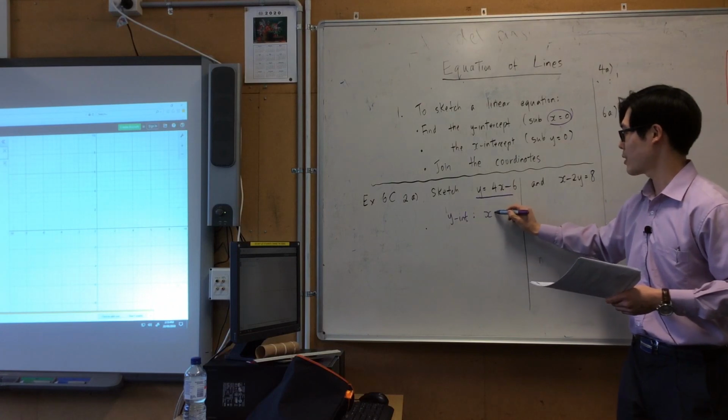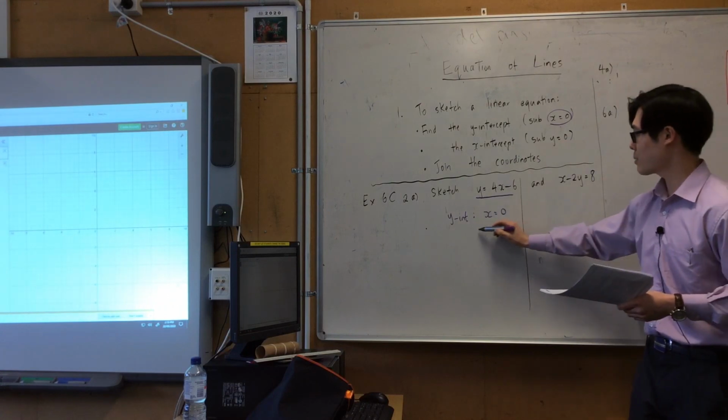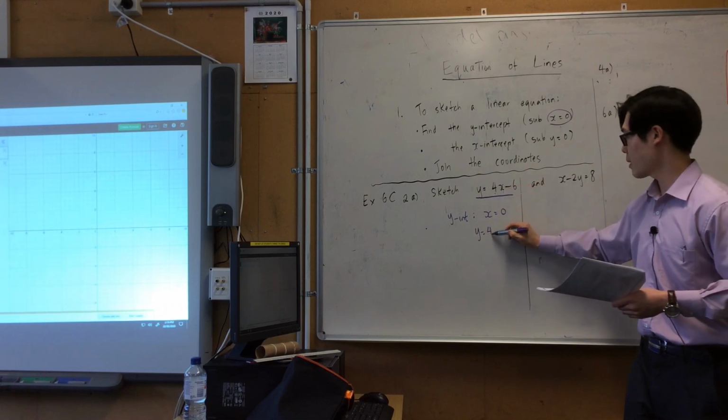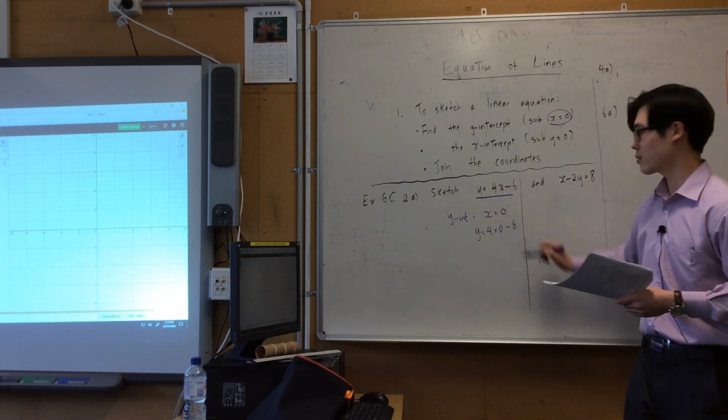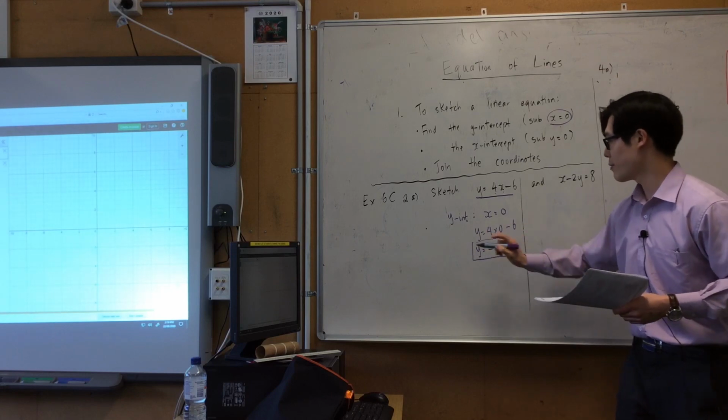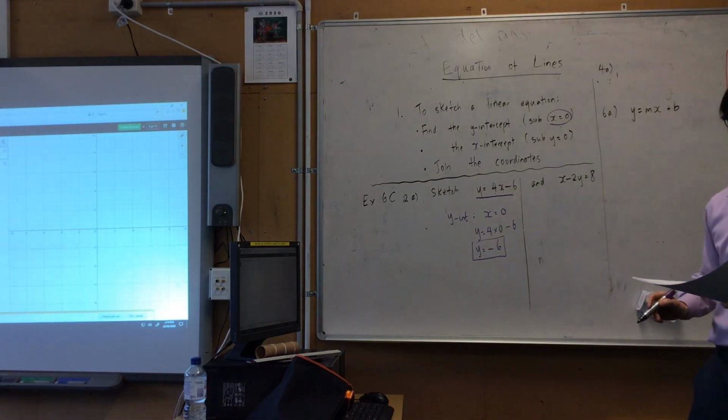So let's substitute x equals 0. So this becomes y equals 4 times 0. Yep, 4 times 0 minus 6. And what's that? 6 minus 6. Yep, so that is my first point, y equals minus 6.